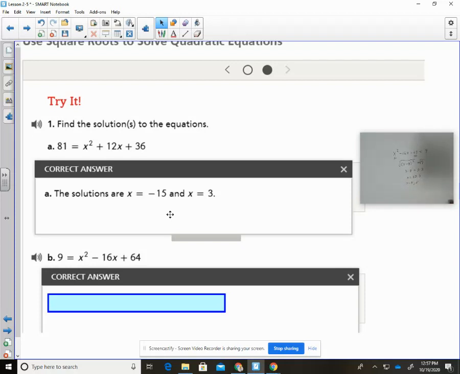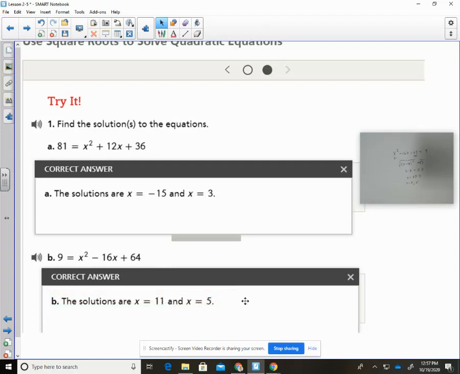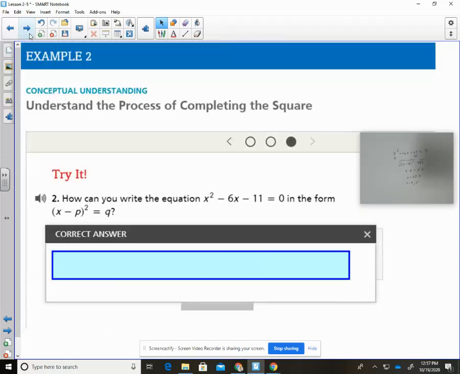Now you could write that the other way, you could have 5 and 11 there. And so, if it's already set up with a perfect square, then you're fine. Okay? And then it says the try it number 2, it's kind of leading to how we get to these solutions. It says, how can you write the equation x squared minus 6x minus 11 equals 0 in the form of (x minus p) squared equals q? Again, we're just completing the square.